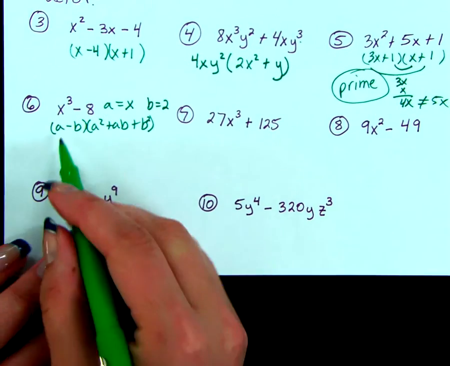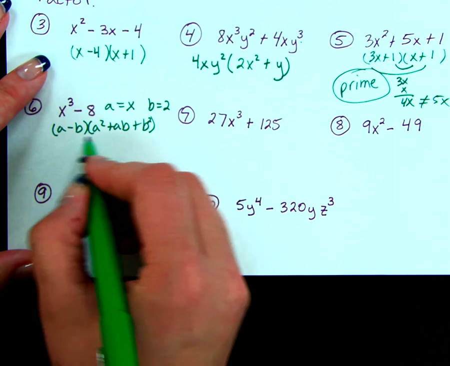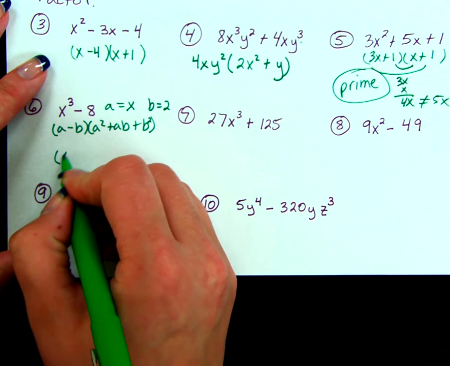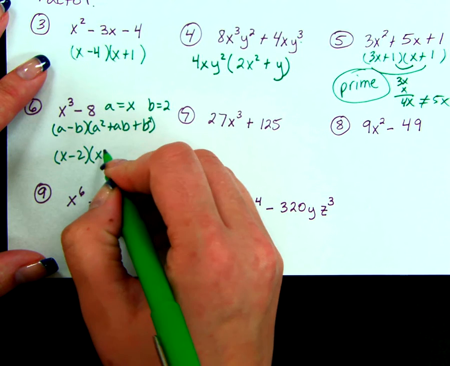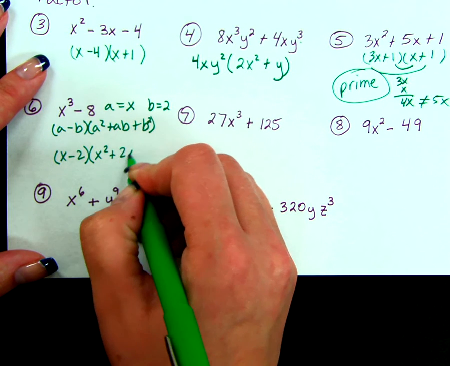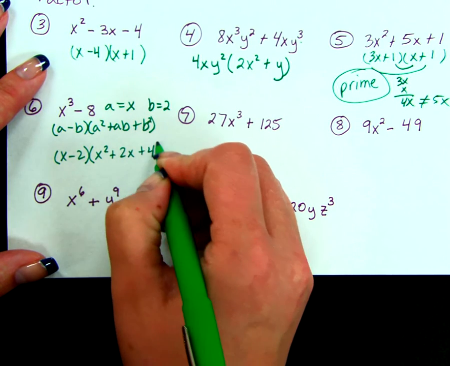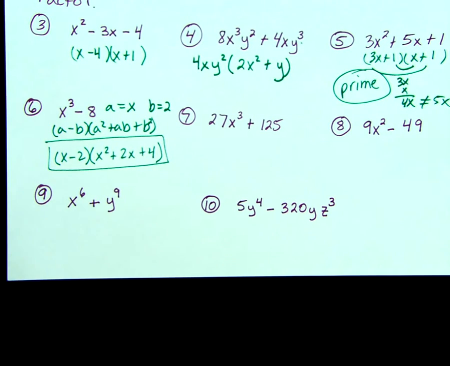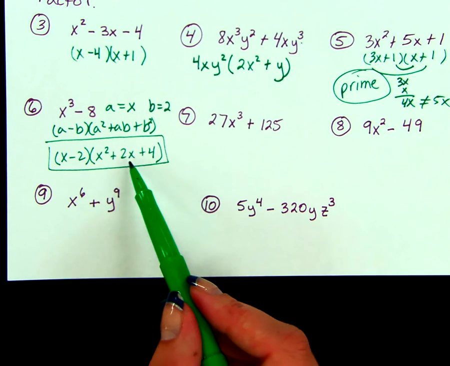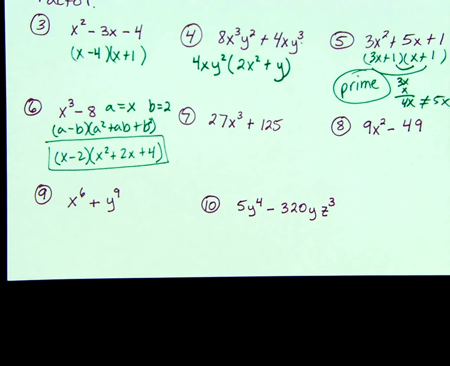And now I'm just substituting them into this pattern. So we're going to have x minus 2 times the quantity of x squared plus 2x plus 4. And this would be my final factored answer, because there's nothing that multiplies to be 4 and adds to be 2, so we can't continue factoring that problem.